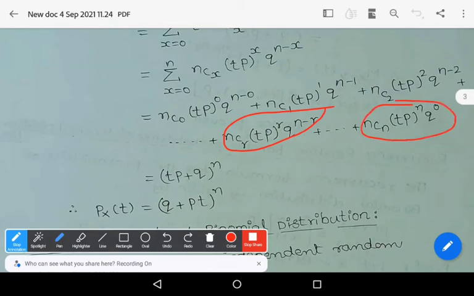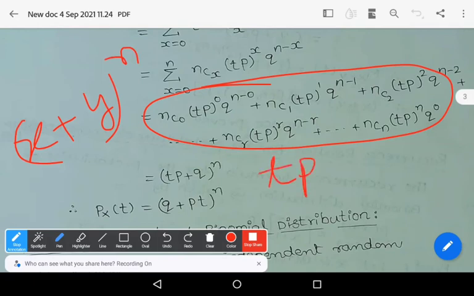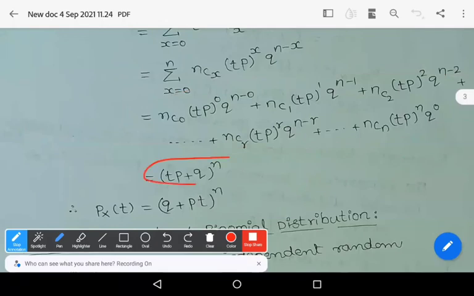So the whole expansion is nothing but the binomial expansion (x + y)^n. Instead of x we have tp, and instead of y we have q. That's it: (tp + q)^n. Therefore P_X(t) = (q + pt)^n.